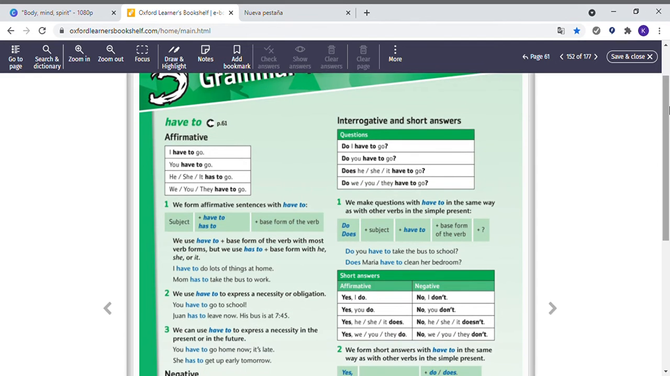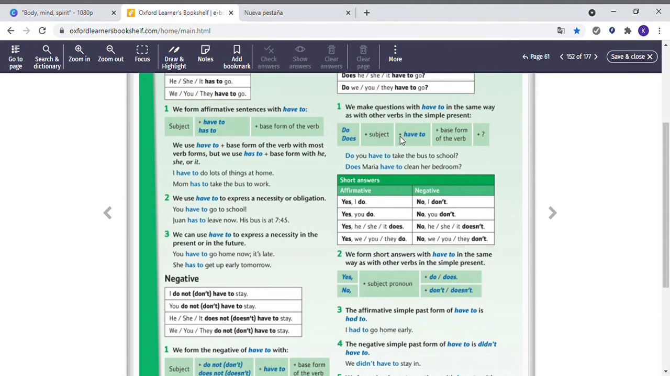Okay, guys, in the case of the interrogative and short answers, we're gonna start always with do or does. Okay, the rule is the same. With I, you, we, you, and they, we're gonna start using do. With he, she, and it, we're gonna use does. Okay, and as we are using this auxiliary, we have to use have to in both cases, right? With he, she, and it, and we, you, they. Because here is the difference, right? We do, does, and do. Okay? That's all with this.